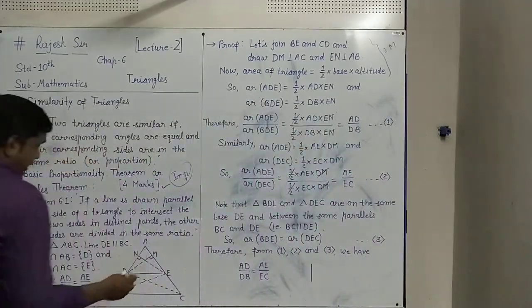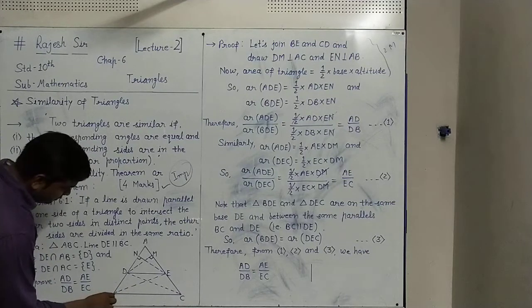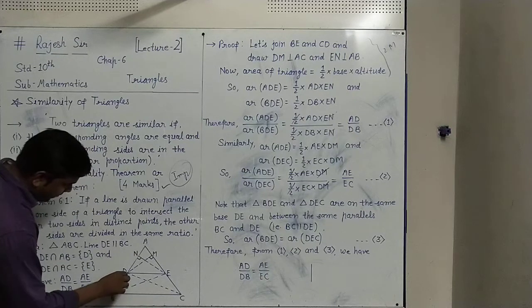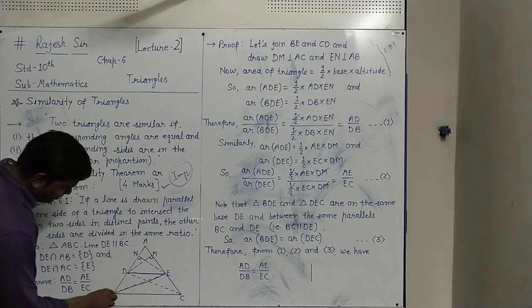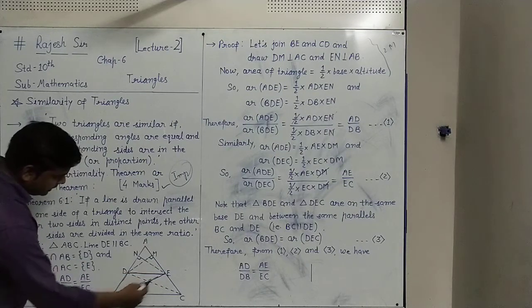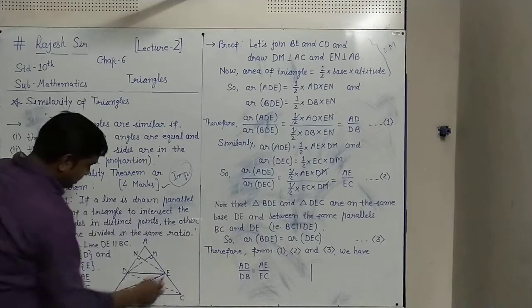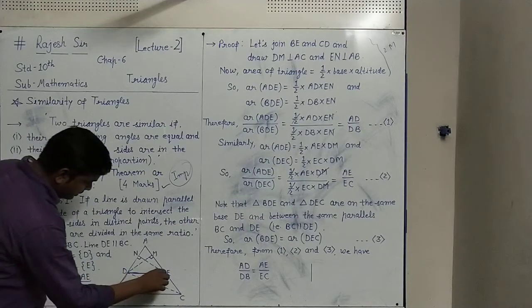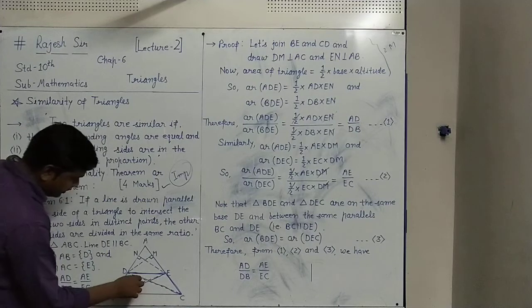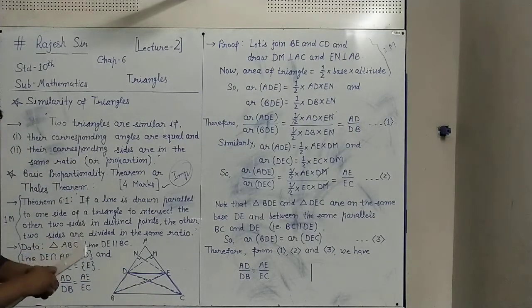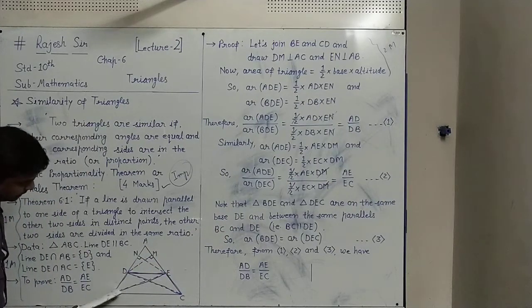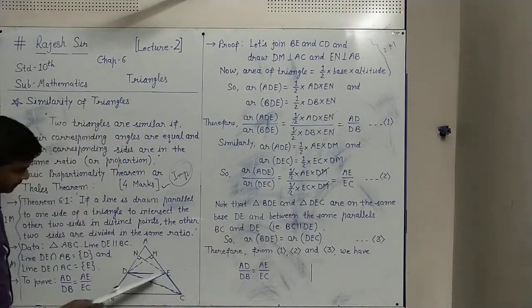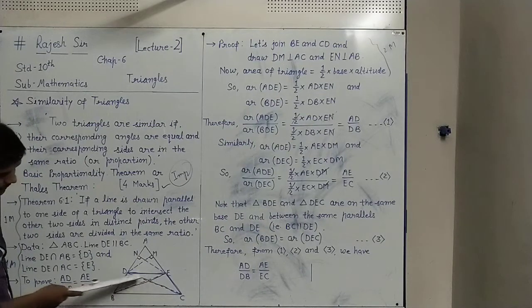These two triangles, you see carefully. Triangle BDE, this triangle, and the next triangle is DEC. These two triangles, you see carefully. What happens here? We have noted here that triangle BDE and triangle DEC have the same base DE.